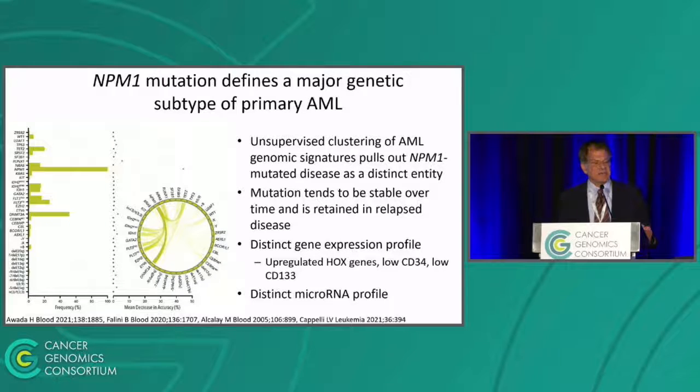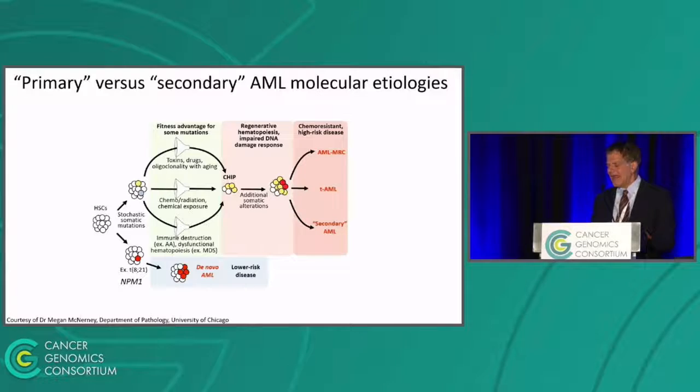This disease has a distinct gene expression profile. I mentioned upregulated homeobox genes, low CD34, low CD133, and it also has a distinct RNA profile, implying it is a distinct tumor entity within AML. And this brings up the idea as we start thinking about the concepts of AML. There are two main pathways.